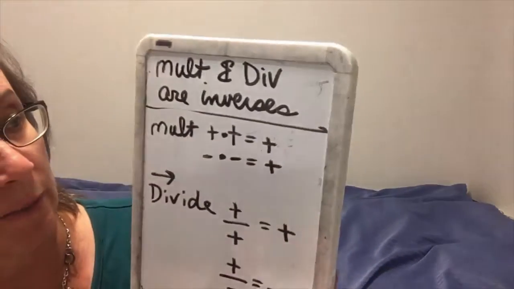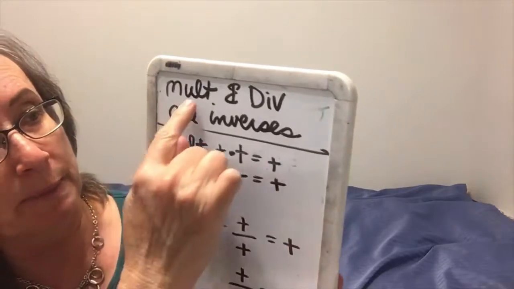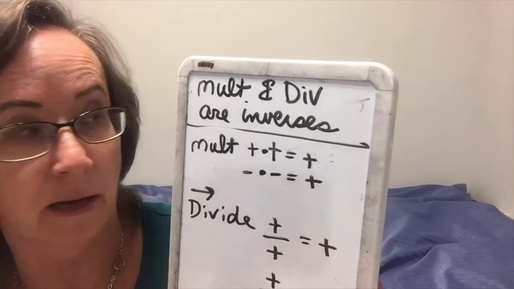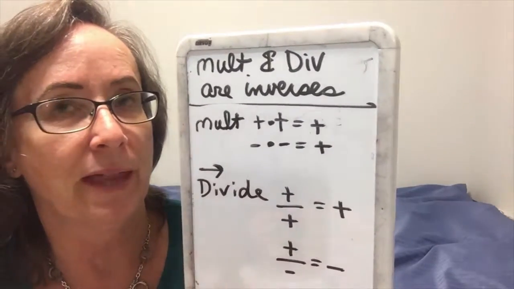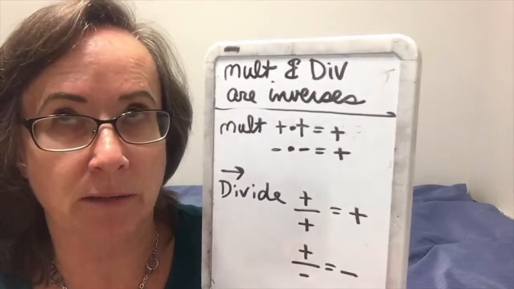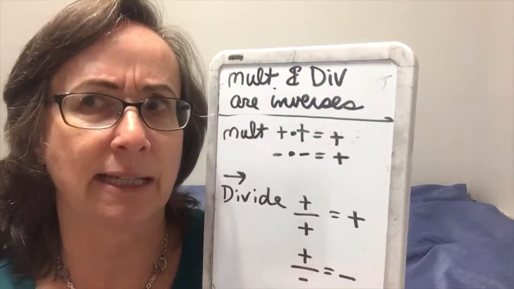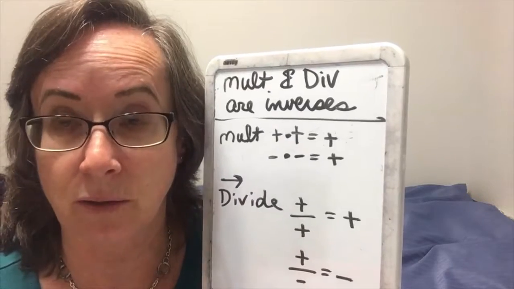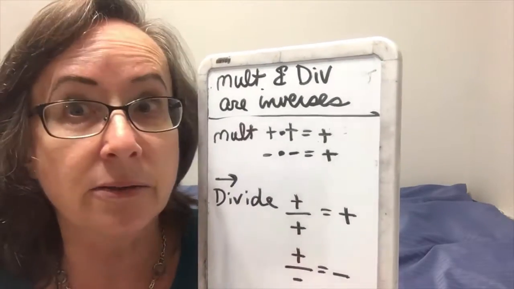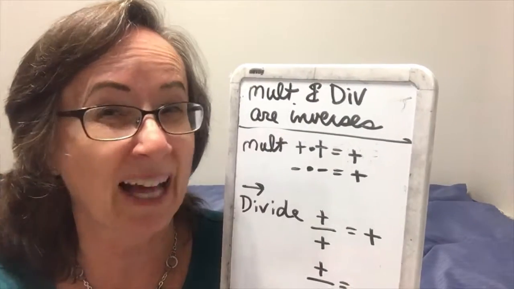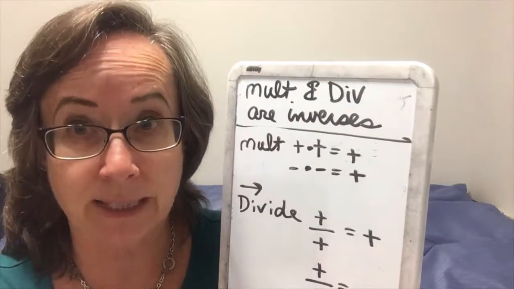Okay, so here let's go to another fact that we need to remember, that multiplication and division are inverses. So we know that if I take 2 times 3 is 6, and then I can undo that by saying 6 divided by 3 is 2, or 6 divided by 2 is 3, right? We know that multiplication and division are inverses. Well, guess what? It works with our signs as well.